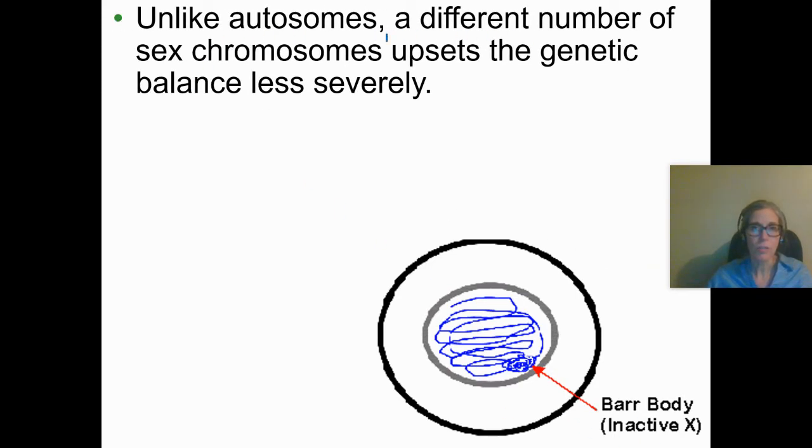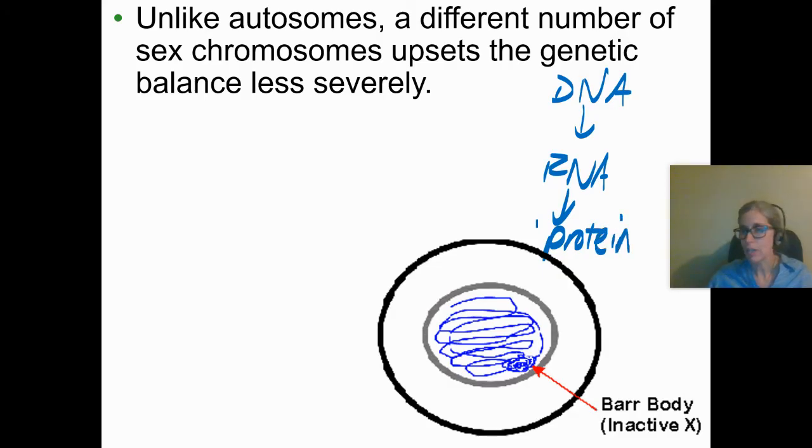So unlike autosomes, a different number of sex chromosomes upsets the genetic balance less severely. It's because DNA makes RNA, and RNA makes proteins, and therefore, if you have an extra chromosome, you're going to be having too much of a protein, right?